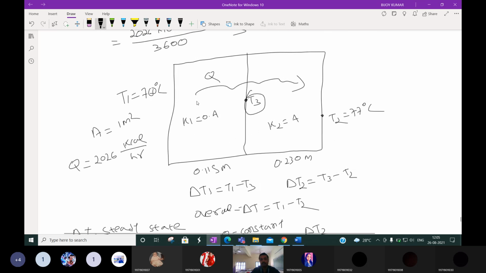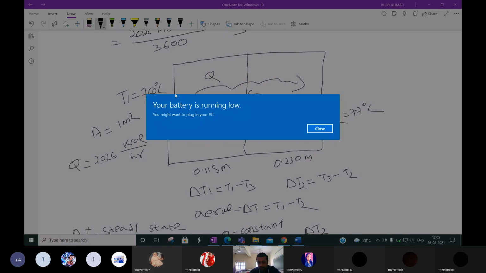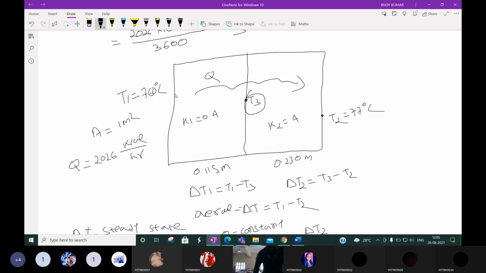Delta T1 means what? Okay, my battery is low. Let me connect to the charger. Please wait. Okay, sorry for that.